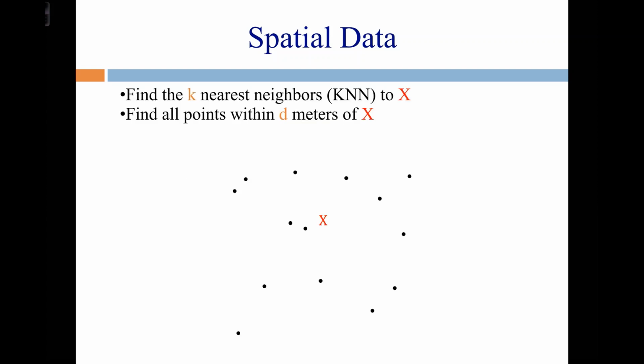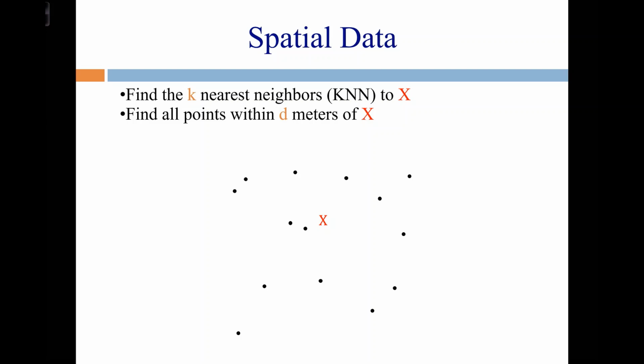Okay, so let's look at this. Say these are my points. I don't know what they are, but they're just points in 2D, the black dots. And then X is the point of interest. So that's like my location, maybe. Say I want to find the K nearest neighbors. So this is a common problem called KNN. Or I want to find all points within D meters of the point X.